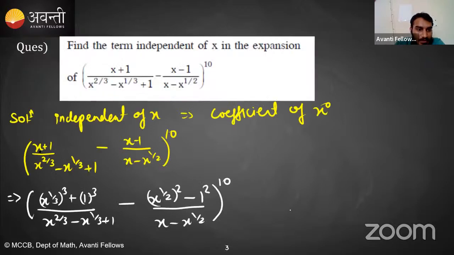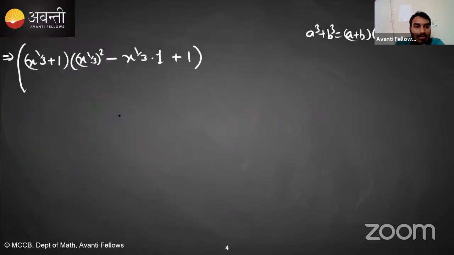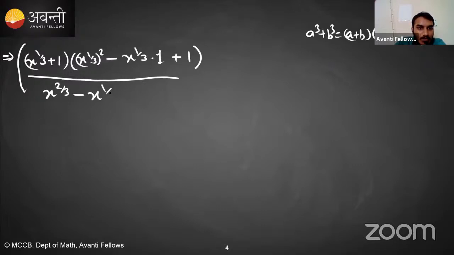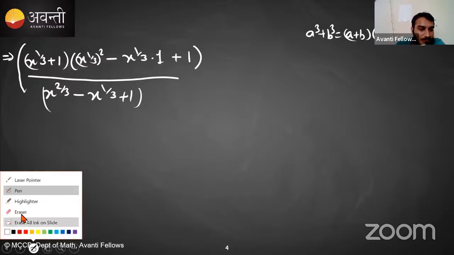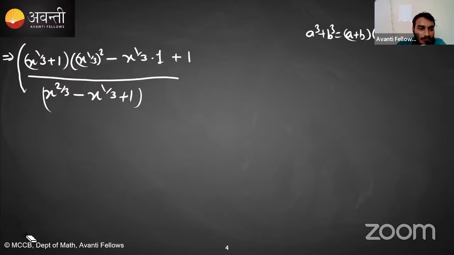See, A cube plus B cube: A plus B is x raised to the power 1 by 3 plus 1, whole, into the square of x raised to the power 1 by 3, minus x raised to the power 1 by 3, plus 1, and divided by the denominator, what was it? x raised to the power 2 by 3 minus x raised to the power 1 by 3 plus 1. Okay, is this clear so far? Any doubts? Clear?